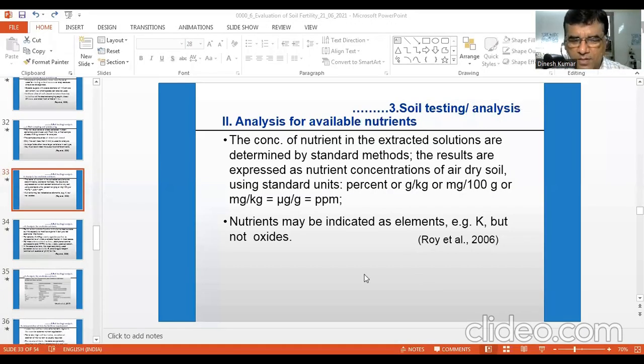So welcome back. After the sample is taken or drawn, and you have transported it to the lab, processing of the sample is done. In processing, you need to air dry the sample, and after air drying, you can go for analysis of the sample. In analysis, at first we are extracting the nutrient and then testing its concentration. The concentration of nutrient in the extracted solution is determined by standard methods.